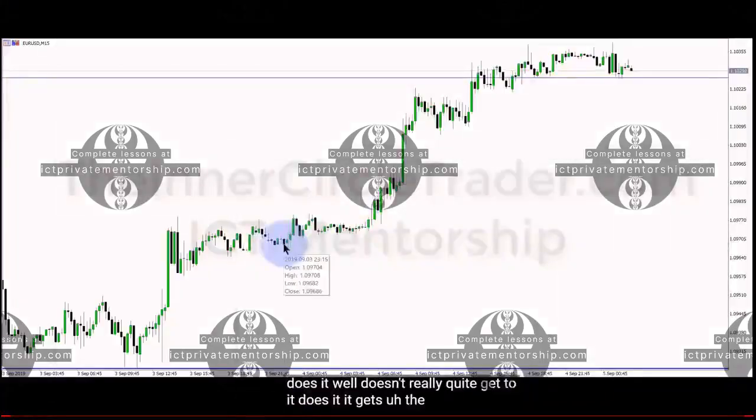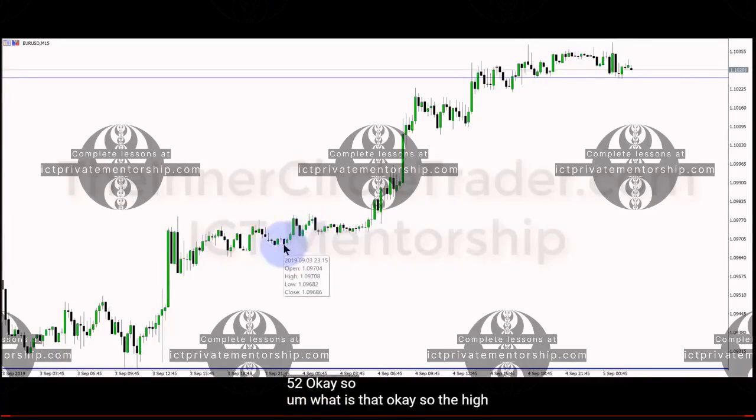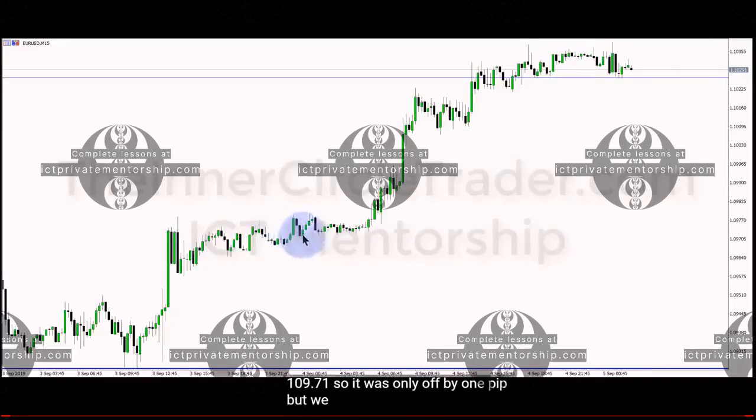It gets the high 109.70, the low 109.71. Okay, so what is that? So it was only off by 1 pip, but we rally. Fair value gap is closed in here.